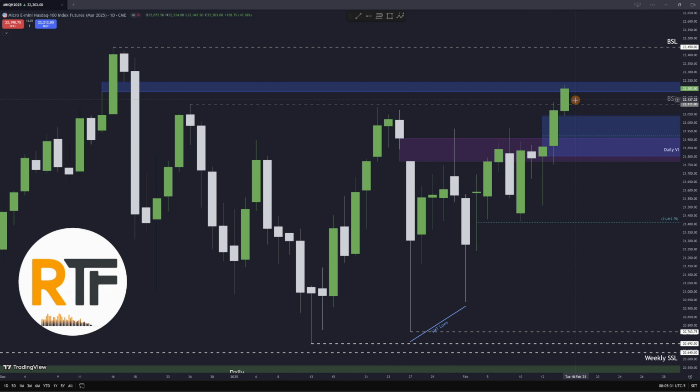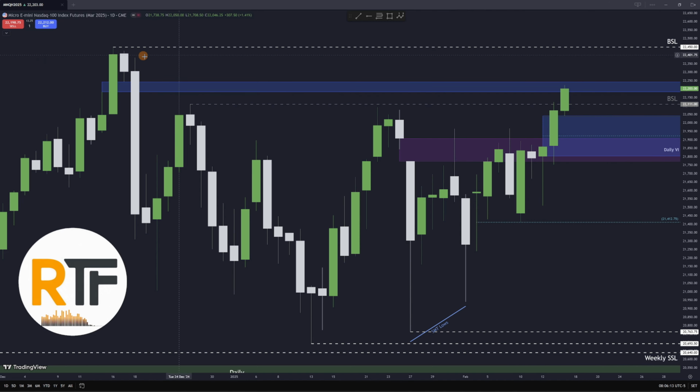Now I do expect us to come back down to rebalance this. We also have this daily volume imbalance earlier last month, so we could come back to rebalance some of this as well. So even though this is 50% right here, I think we could come back and rebalance at least the upper half of the daily volume imbalance. Because you see all this movement right here, this was mainly in the lower half of the daily volume imbalance. So we could come back and trade into the upper half, and that's also within this fair value gap as well. So we could come back to rebalance that before making a run for the all-time highs.